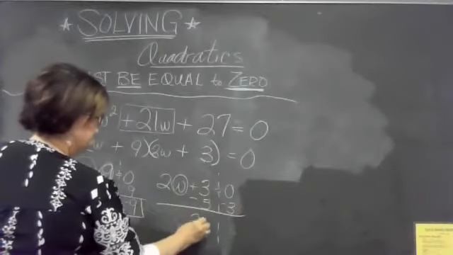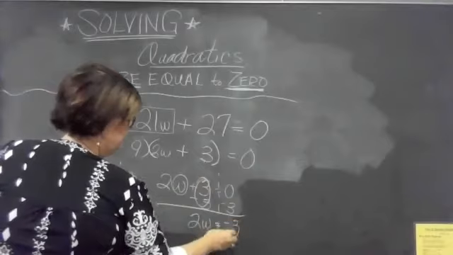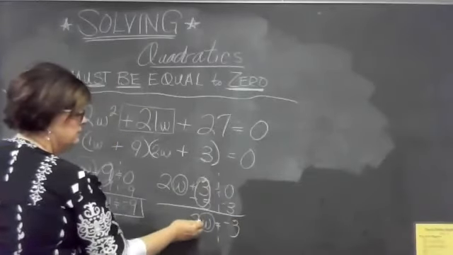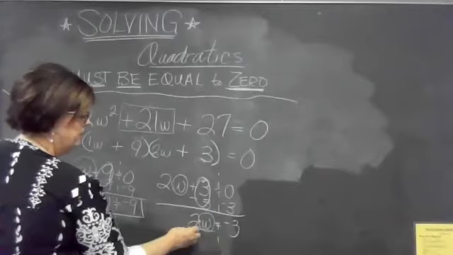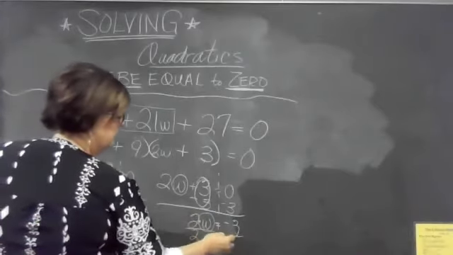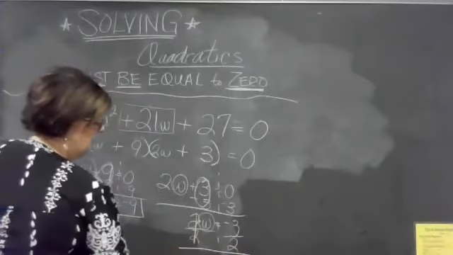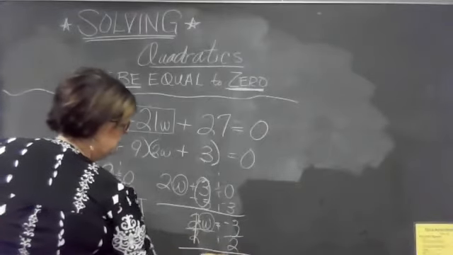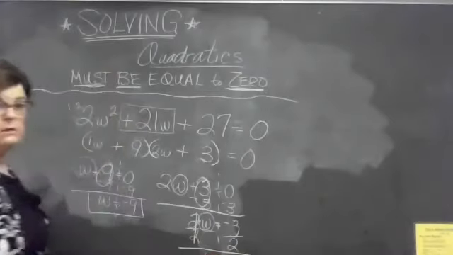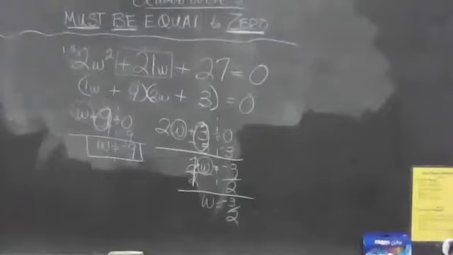Now I have 2 W's equals -3. But I just want the W. Since it's multiplied by 2, I've got to divide by 2 to get rid of it. If I do it on this side, it has to be done on this side. And so now W is equal to -3/2. Did my screen go that low? No. Almost. Okay.